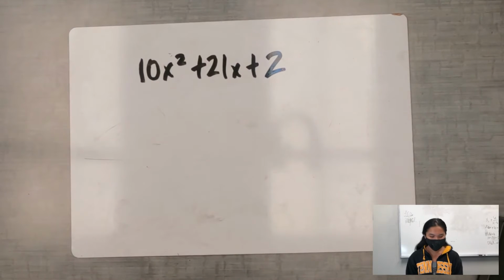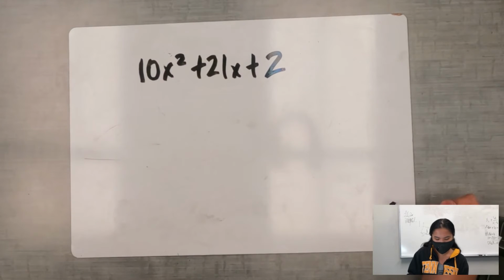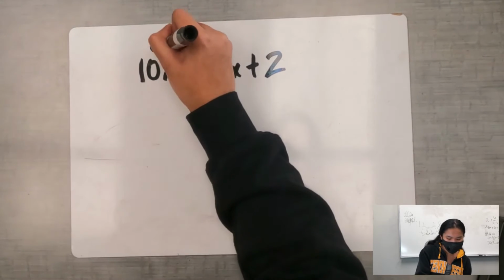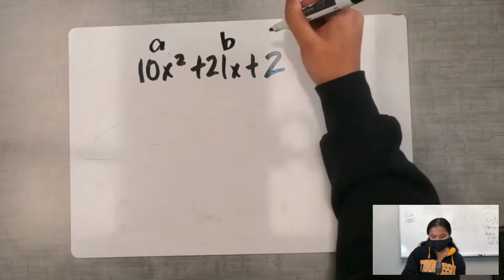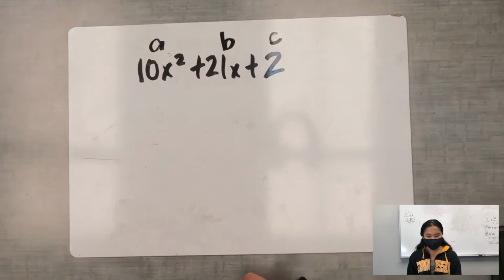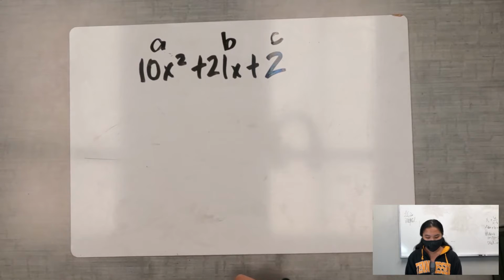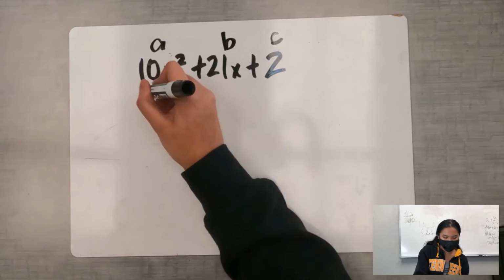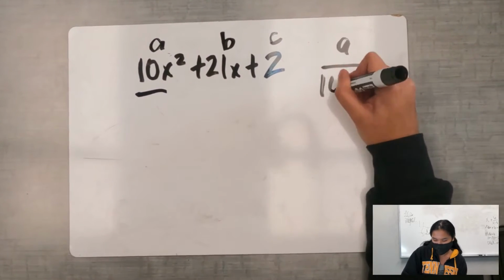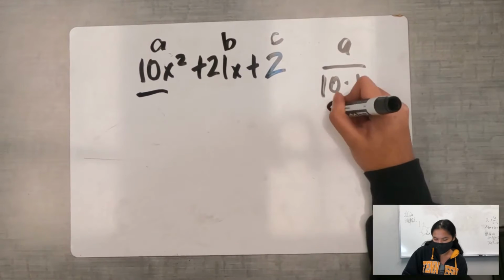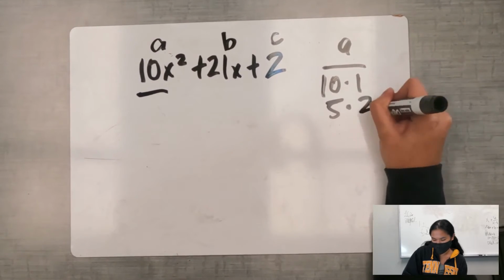Okay, so the problem we have here is 10x squared plus 21x plus 2. And so the first thing we're going to do is label our terms. So our quadratic term would be a, our linear would be b, and our constant is c. The next thing we're going to do is find two numbers that multiply to a. So it would be 10 times 1 and 5 times 2.